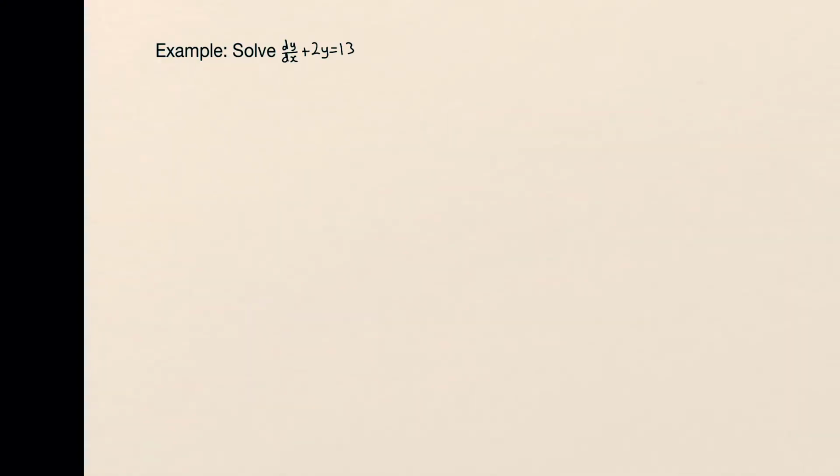Now we're going to do an example. So we're going to solve dy by dx plus 2y equals 13. So first thing we're going to do, it's already in standard form because there is no coefficient of dy by dx. The coefficient is 1, so that's fine. So the next thing we're going to do is calculate what mu of x is. So we can just use the formula we created, which is e to the power of the integral of p of x dx, which in this case is e to the integral of 2 dx. So that's e to the 2x.